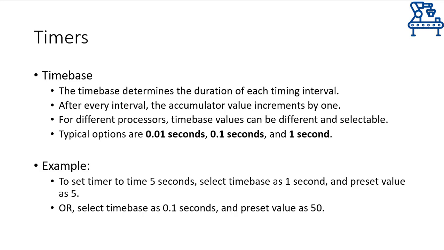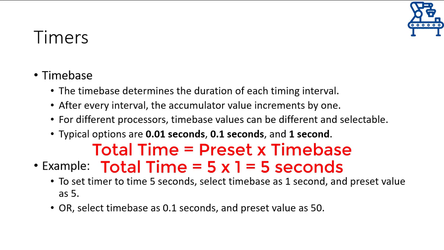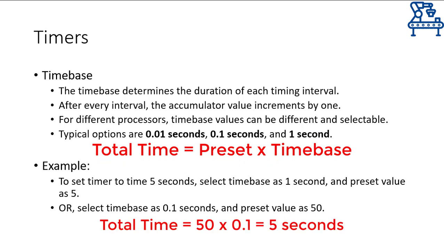Now, if you want the timer to time for, let's say, 5 seconds, then selecting the time base value as 1 and the preset value as 5 will do the job. In this case, the accumulator will increment its value by 1 after every 1 second. And after 5 seconds, the accumulator value will be equal to the preset value and the timer will stop timing. Or alternatively, you may choose the time base value as 0.1 and preset as 50.